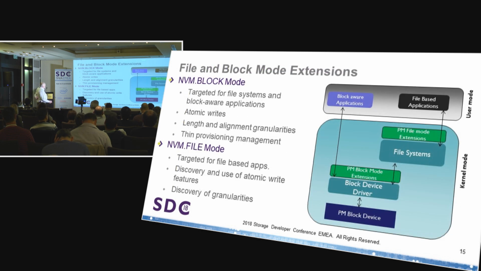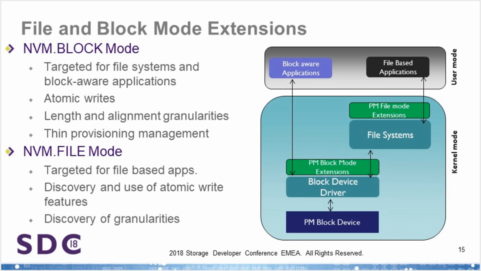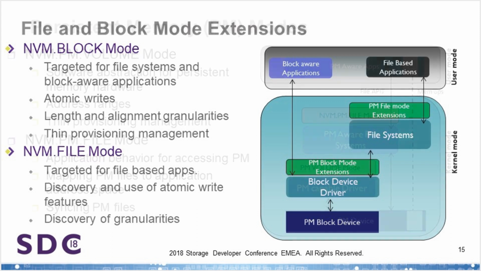So here it is graphically, right? Block aware has block mode extensions. You wrap the byte addressable device with a block addressable driver, and then you can build file systems on it. You may have extensions for things like flush, optimized flush. I'll talk about those in a minute.